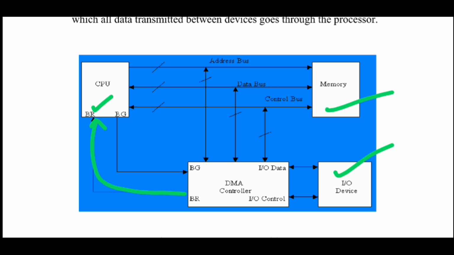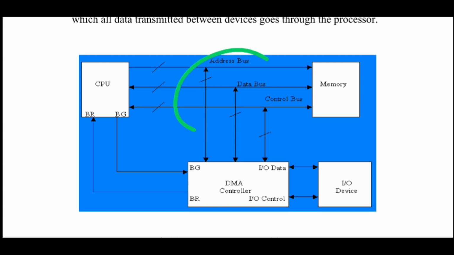Then the DMA controller is requesting access to the system bus. It may be the address bus, data bus, or control bus, combinedly called the system bus. The CPU is never idle. If the CPU is accessing the system bus, it completes its work, frees the system bus, and gives control to the DMA controller.